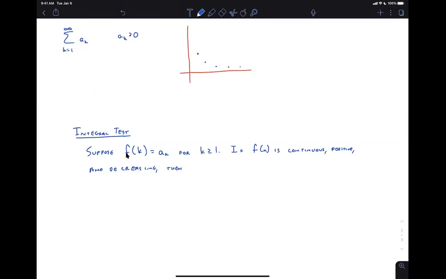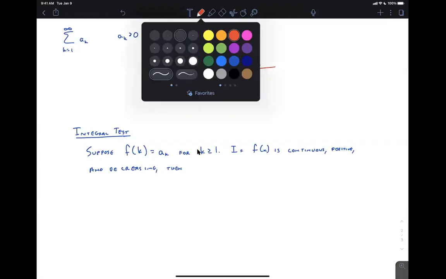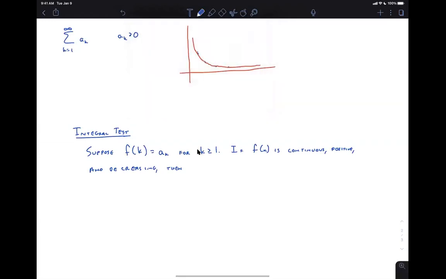And so when you have this condition, f of k equals a_k for k greater than or equal to 1, then what happens is you have this function f of x where the blue dots are along that function. And so we'll make these blue dots a little bit bigger, but these dots are along the function.